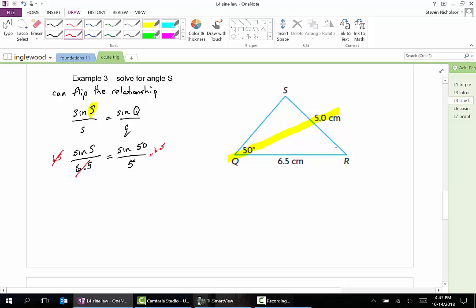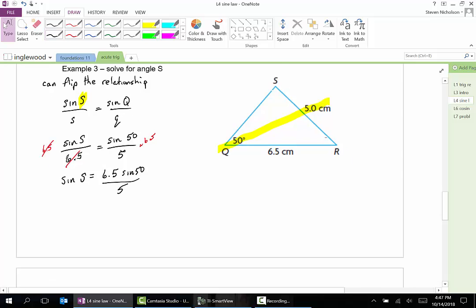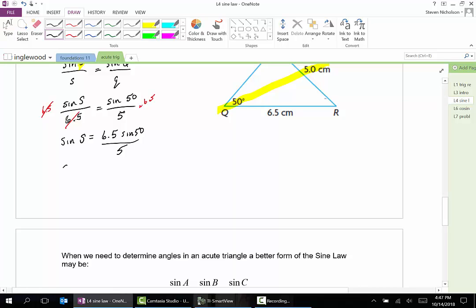And then we're going to use that button on our calculator. So what we have is sine of S is equal to 6.5 times the sine of 50 divided by 5. Now, what I'm going to do is figure out what that equals. And again, I'm going to push the buttons on my calculator. And this is what happened when I pushed the button. 6.5 times sine 50 divided by 5 is equal to 0.9959.